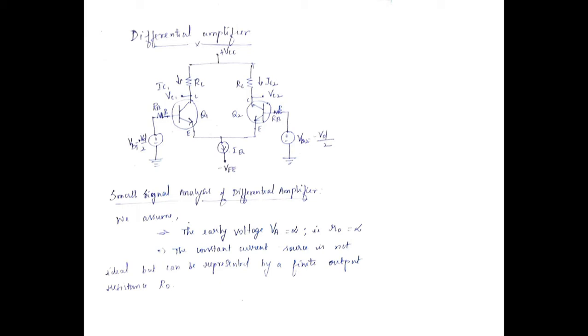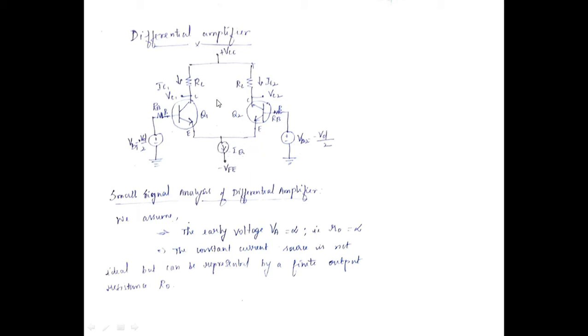Before going to the small signal analysis, let us recollect what you have seen for the differential amplifier. What is a differential amplifier? The amplifier which amplifies the difference between two input signals is called a differential amplifier. Here, the differential amplifier circuit is shown where the emitters of both transistors Q1, Q2 are tied together and given to a common current source.